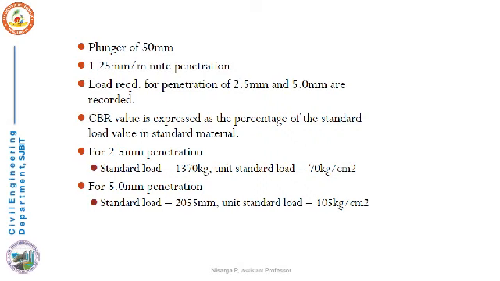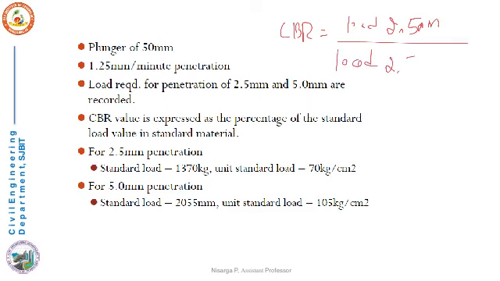The CBR value is expressed as a percentage of the standard load value of the standard material. Generally, CBR is expressed as the ratio of the load sustained at 2.5 mm penetration for a given material divided by the load sustained at the same penetration value for the standard material. For the standard material, IRC recommends that the load required to cause 2.5 mm penetration is 1370 kg, and the load required to cause 5 mm penetration is 2055 kg.